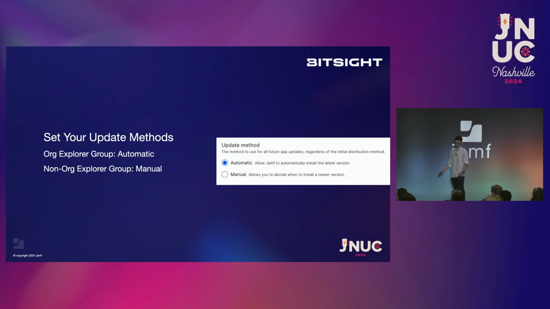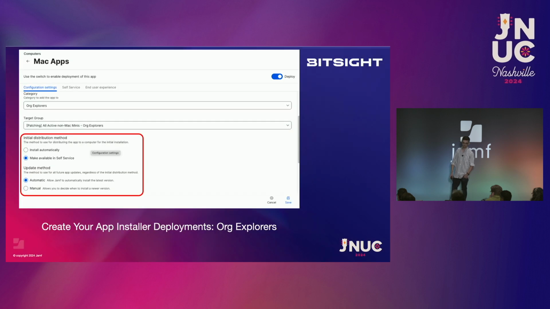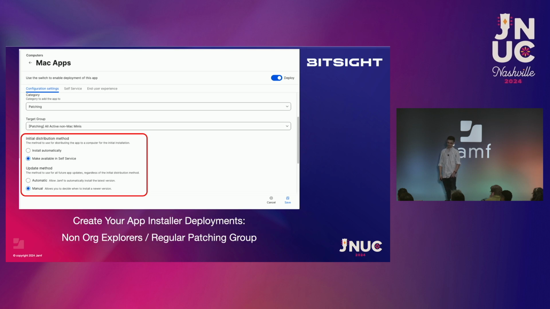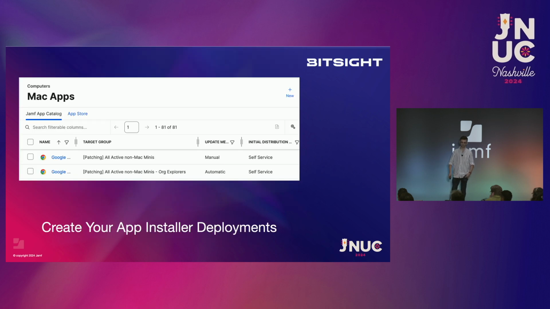Here's again what that looks like. So just set your update method, simple as just pressing the little circular dial there. And then here's basically what that should look like. Again, so you're going to have your Org Explorers App Installer deployment group on the automatic update method. And then here's going to be your regular patching group, again, on the manual method.